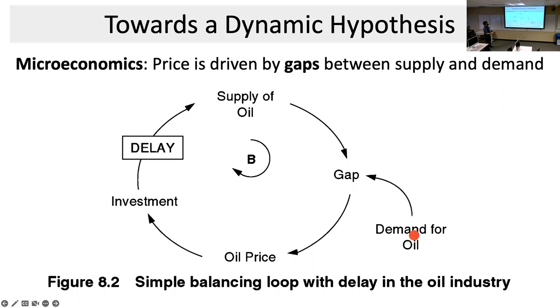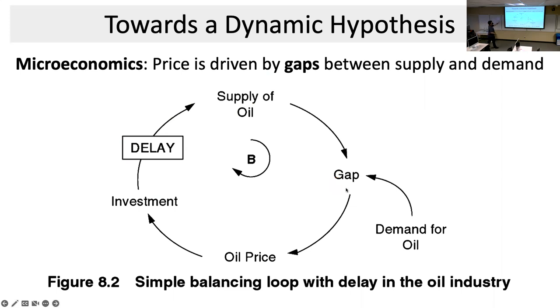So I can say, I've got a demand for oil. That's like my target water level. A supply of oil, that's like the water level in the tank. The gap between them drives an oil price. The oil price and investment are like the valve bringing water into the tank, or bringing the supply of oil up. When there is a large gap, the oil price will increase and that will increase investment and finding more oil. But it takes a while to actually find the oil, excavate it, and make it able to be supplied to the market. So there's some delay there, but eventually that will close the gap.